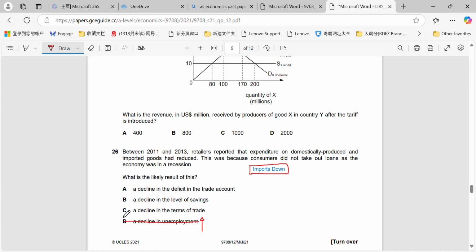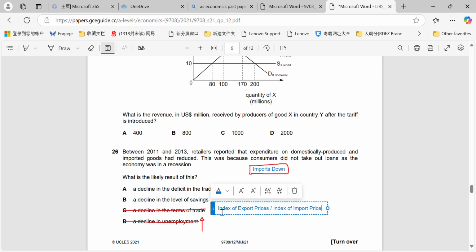Decline in the terms of trade. No. So remember, the terms of trade is the index of export prices divided by the index of import prices, right? It has nothing to do with the value or the amount that we're importing or exporting. It's to do with their prices, and we've got no information on that.